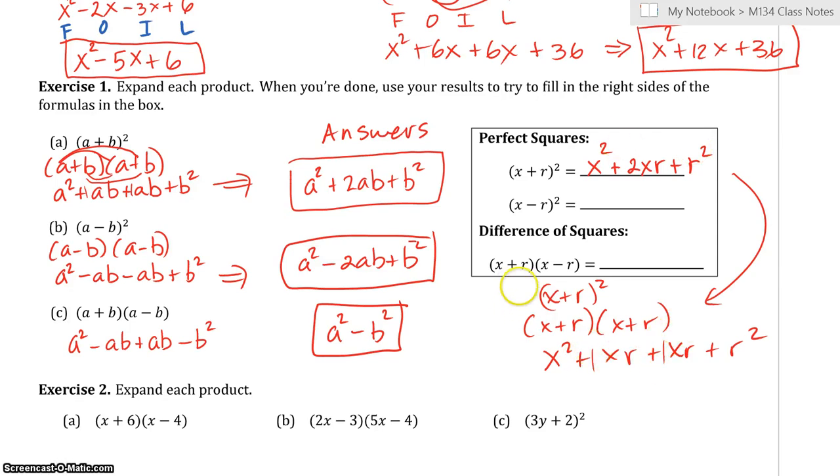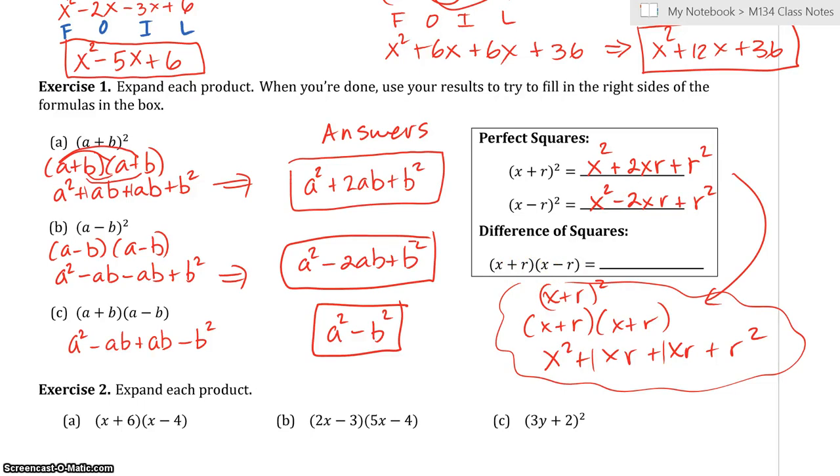So you could do each of these again, but if you look at this, we've done it with the A's and B's. So what's this one? This should be X squared minus 2XR plus R squared. The only thing that's different between these two is the minus. Still a plus there. Just this is the minus. And then those are the perfect squares.